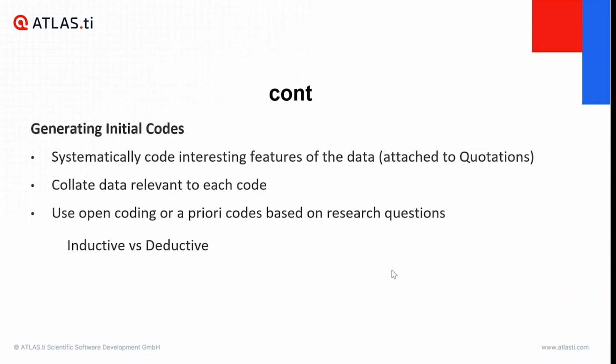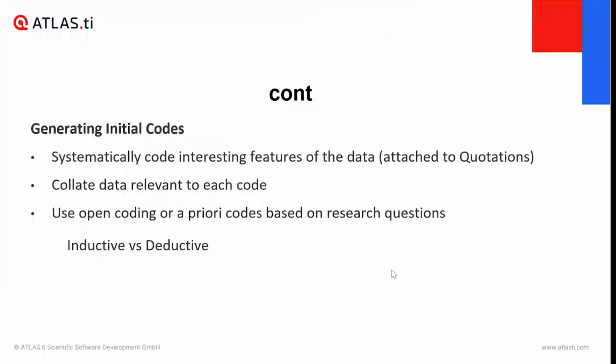So you need to have a system where you can generate these codes. And when you are doing it manually, you will, of course, highlight the quotation, the participant response. So in Atlas, you can also highlight it, and it will be linked to the code. You need to collect data relevant to each code, those are the quotations.